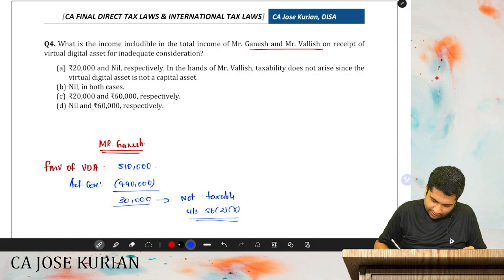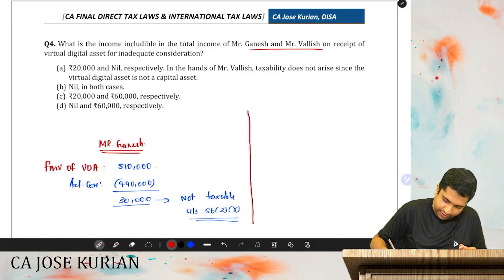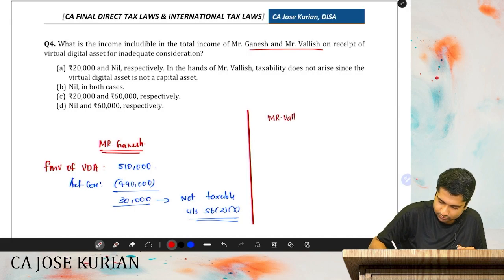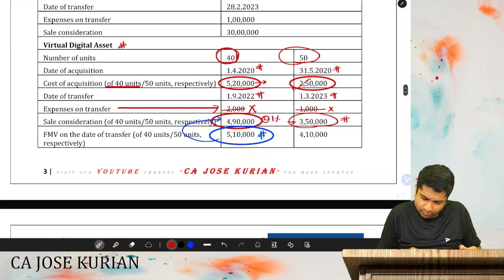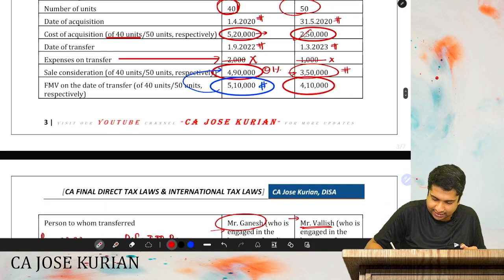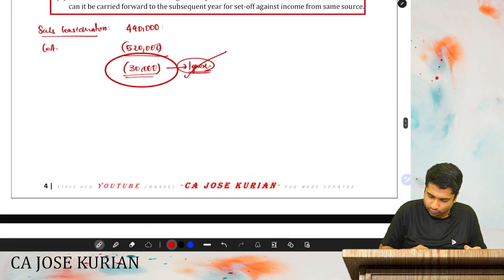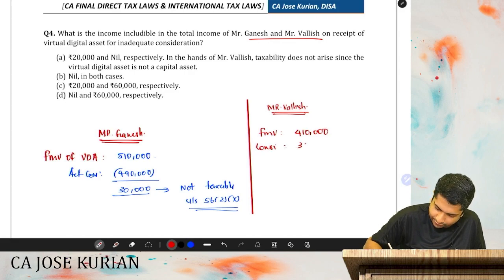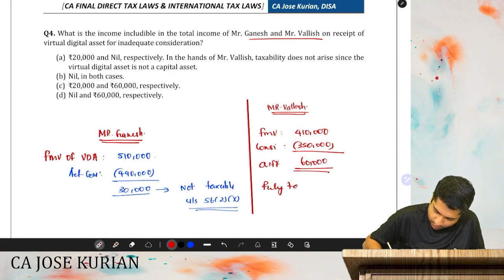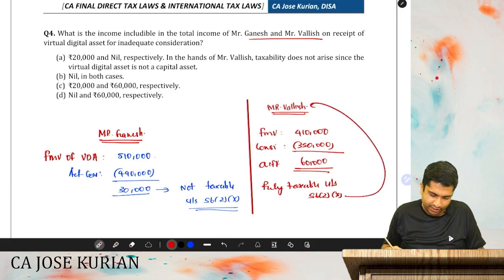All right. Now, what about in the case of Mr. Wallish? So let's understand the case of Mr. Wallish. Friends, listen. How much is the fair market value? It is 4 lakh 10,000 and the actual consideration paid is 3 lakh 50,000. So how much is the difference of amount? The difference is around 60,000 and hence it is fully taxable under section 56(2)(x) in the hands of Mr. Wallish. So let's find out the answer.